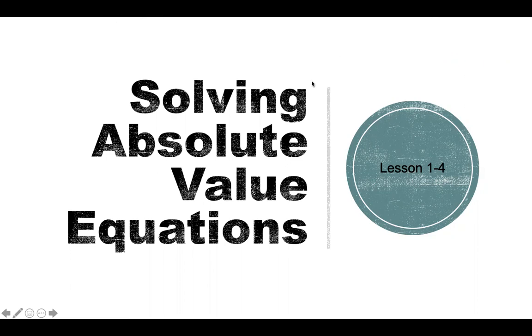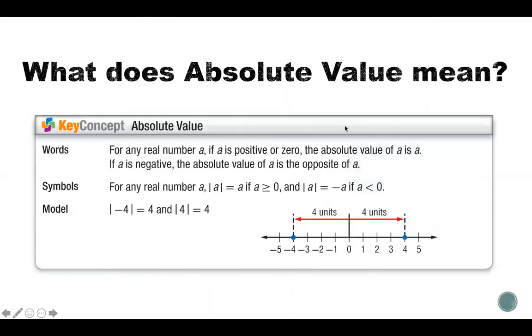So here we have absolute value equations. So what does absolute value actually mean? If a real number A is positive or zero, the absolute value of A is A. If A is negative, the absolute value of A is the opposite of A. So all this is really saying in the symbols is the exact same thing it says in words, only we're using math symbols instead.